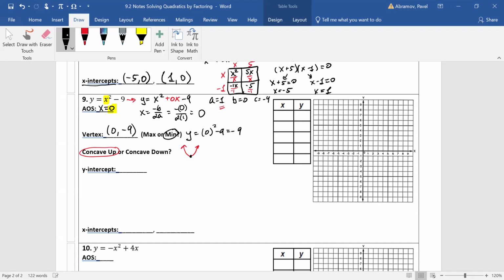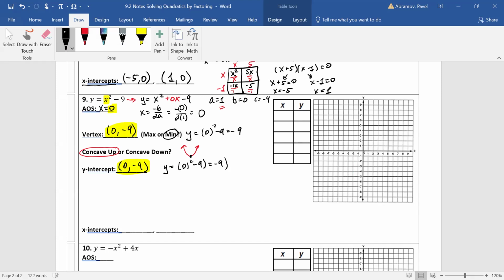Y-intercept. For the y-intercept, remember, you always substitute 0 for x. So you have 0 squared minus 9, which is negative 9. And notice that your vertex and your y-intercept are actually the same point in this case.